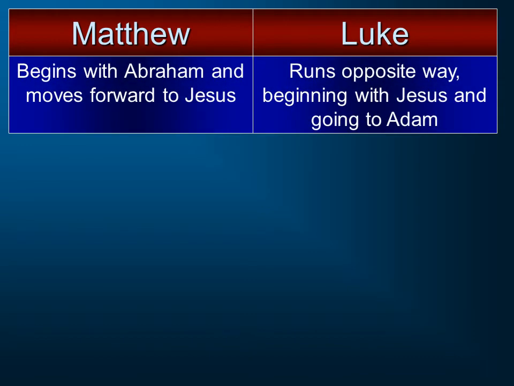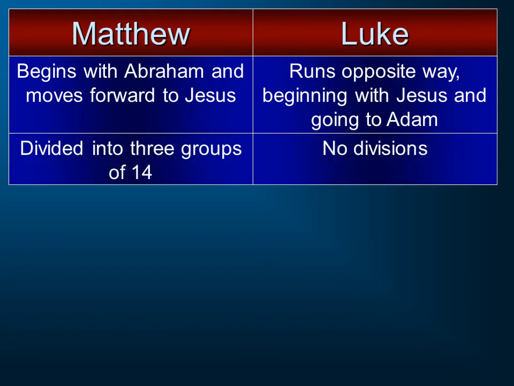Now, the genealogy found in Matthew is parallel to one in Luke, although there are some interesting differences. Matthew's genealogy begins with Abraham and moves forward to eventually Jesus. Luke's genealogy actually goes in the opposite direction. It starts with Jesus and then works its way back past Abraham all the way to Adam. Matthew's genealogy is divided into 3 groups of 14, as we noticed. Luke doesn't have any kind of divisions at all. He just gives all the names.